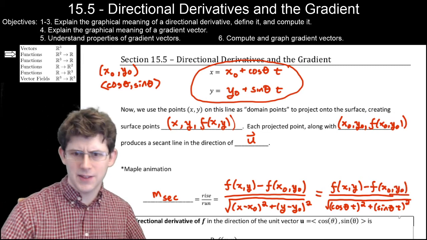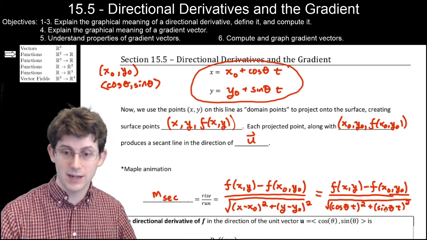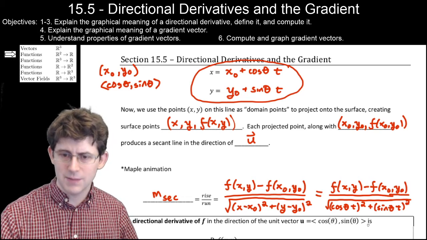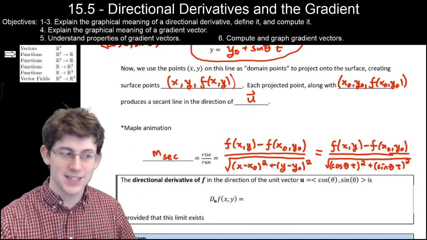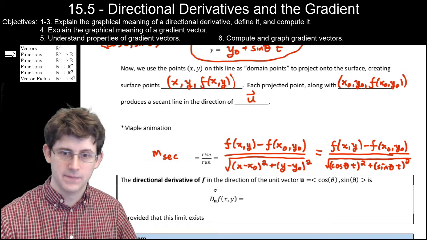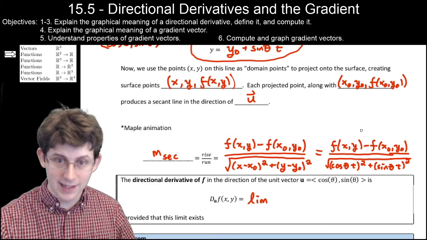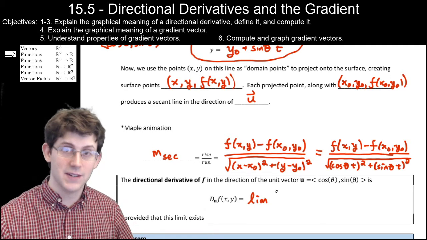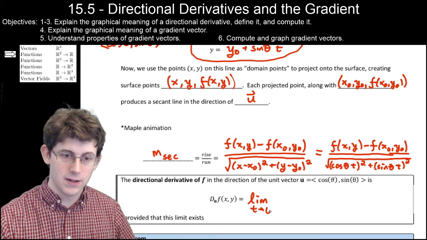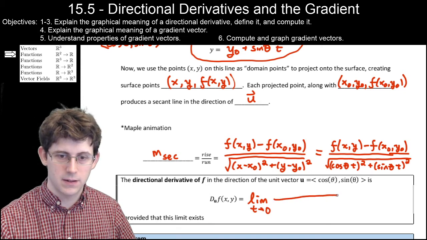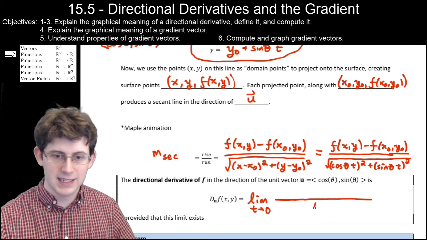So what happens down here in the denominator? Well, I can factor out t squared, so I'll get the square root of t squared, and then I'll have cosine squared plus sine squared of theta. So this denominator just has a t in it. The end result is that I'll define this to be called the directional derivative in the direction u. Just let t go to 0. The denominator simplifies to t.